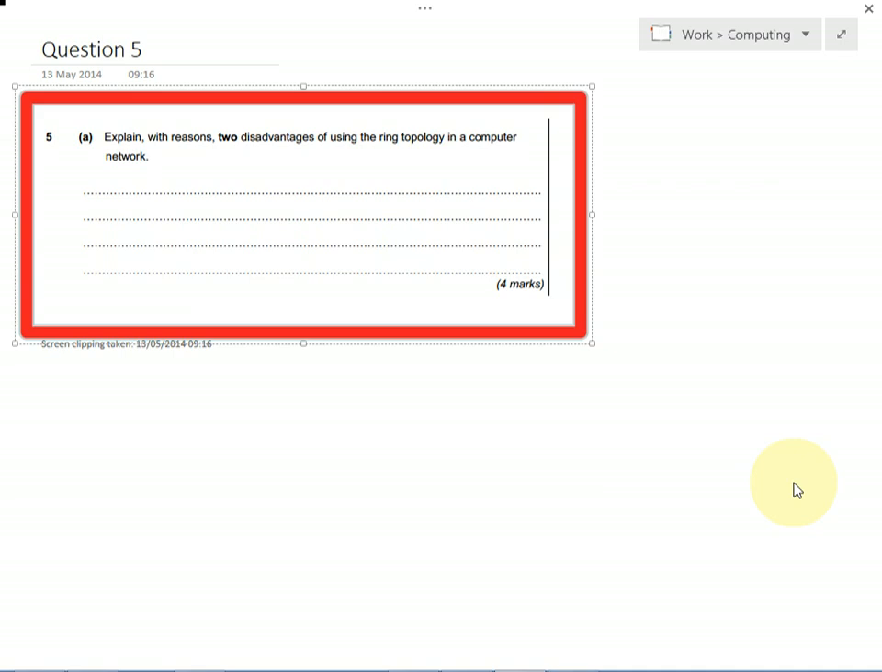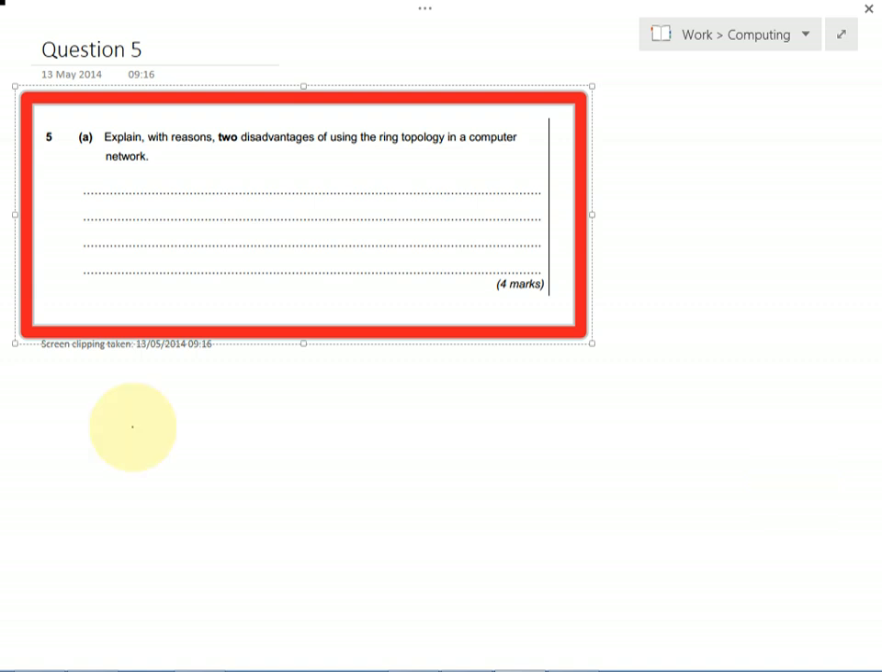Okay, so for this question we need to understand different network topologies. Topology looks like a scary word, but it just means the shape of different networks. So I'm going to talk through bus topologies, ring topologies and star topologies, and then we'll talk about the advantages and disadvantages, and then we'll go to the answer for this question.